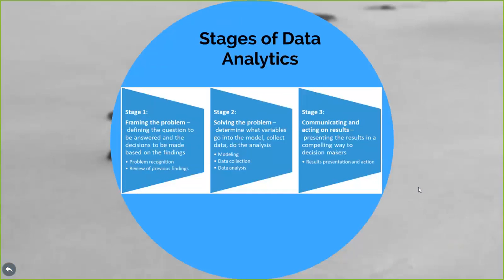Stage 3, communicating and acting on the results. During this stage, we present our results in a way that is compelling to our board members or our C-suite executives, or just those people in our department. The two steps are presenting the results and acting on them.